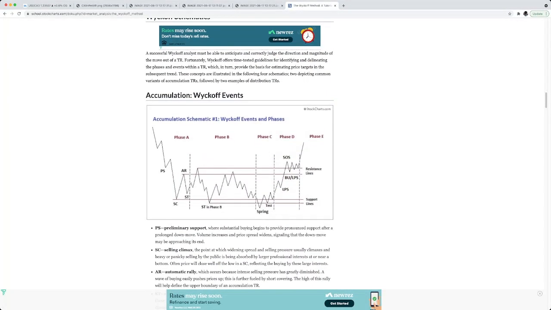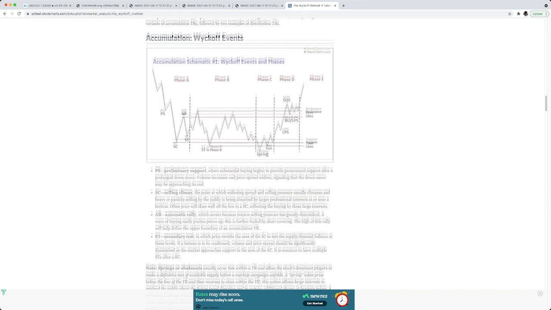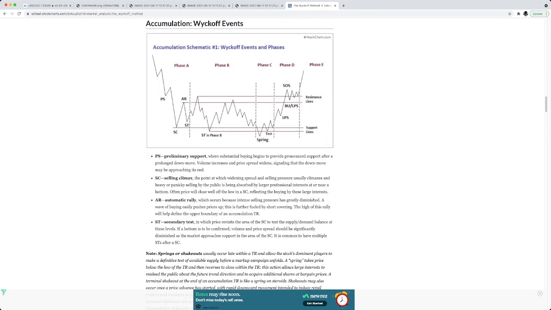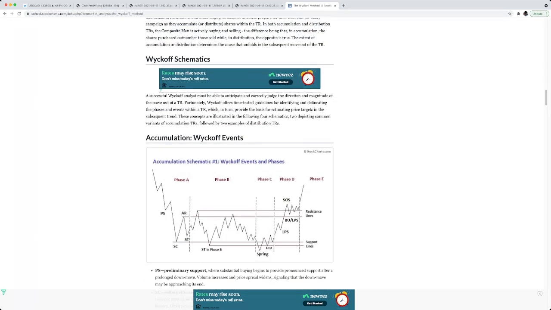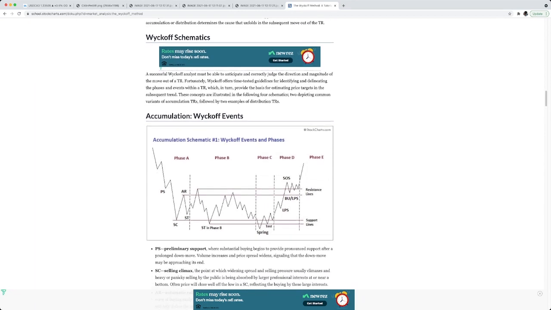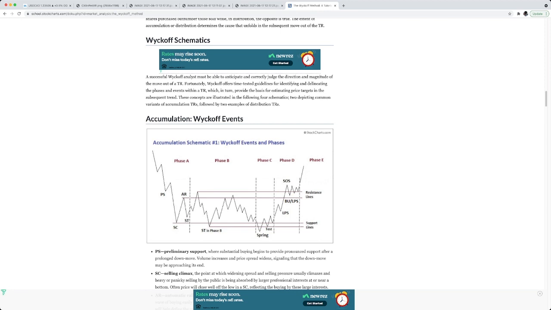This is all free. This is information that's available for you. But what we did was I looked at this accumulation schematic 1, right? Now, if you just spend the time and read this and try to understand what all these little things mean, you can start seeing this in the market and understand what's going to happen next in these specific cycles. So let's start off with this cycle on USDCAD.